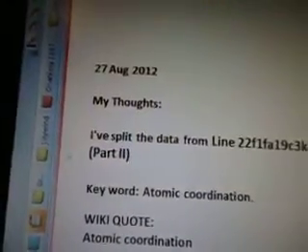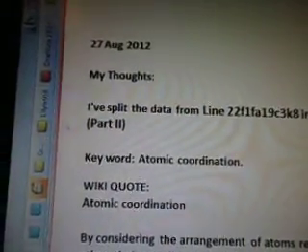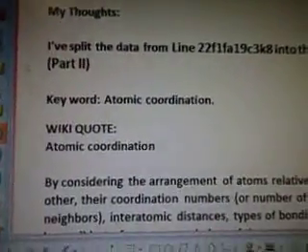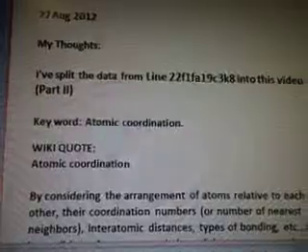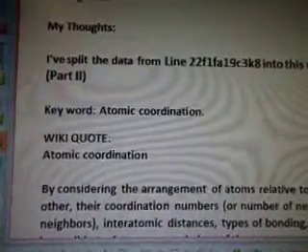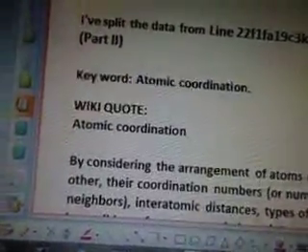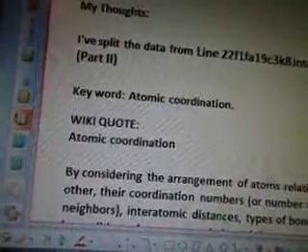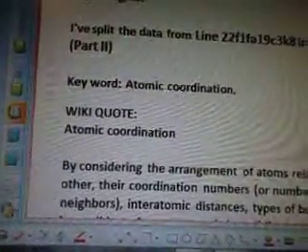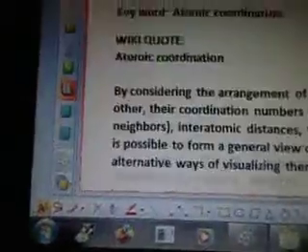August 27th, I've been working on some of the old notes from August 4th and 14th today, okay? So my thoughts, I've split the data from line 22f1fa19c3k9. If you're watching this video, you want to backtrack, the videos will be linked on YouTube. If you're on the Victoria Stafford blog, then I would Google that number and it should bring it up for you. So this is part 2 of the first video.